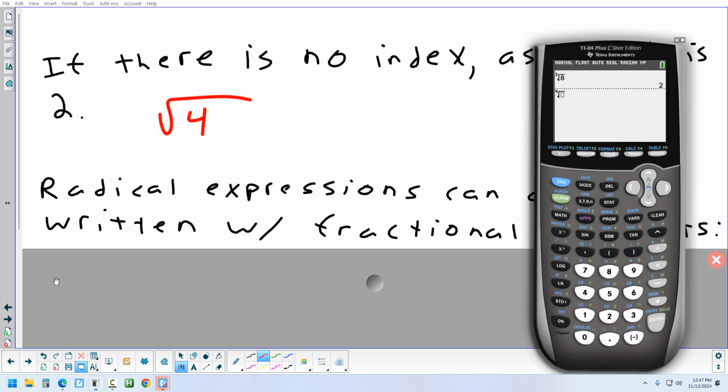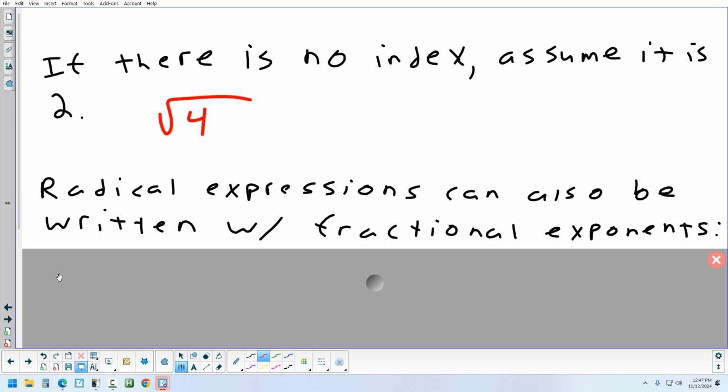Now, let's say that you wanted to type in cube root, but you didn't have a calculator that could put a 3 as the index. There's another way that you can type roots in rather than using the buttons that I did there. You can use fractional exponents.